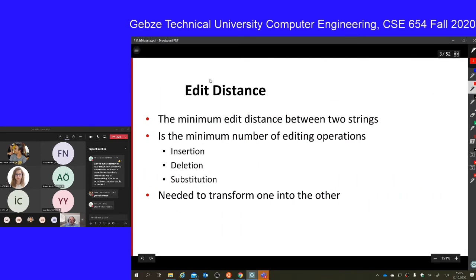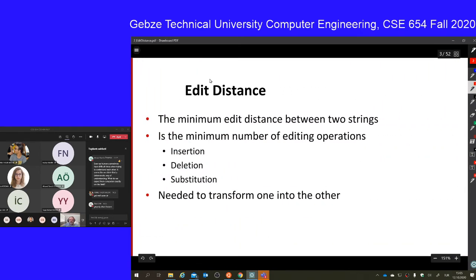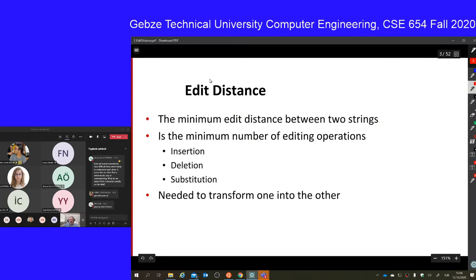Okay, so with the edit distance, we are trying to minimize the distance between two words, and those words may not be real natural language words, but could be these kinds of DNA sequences. The operations to convert one word to another are: you either insert a letter, delete a letter, or substitute a letter. And I like to keep these operations at a minimum.